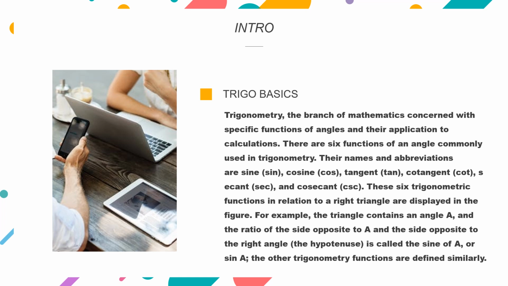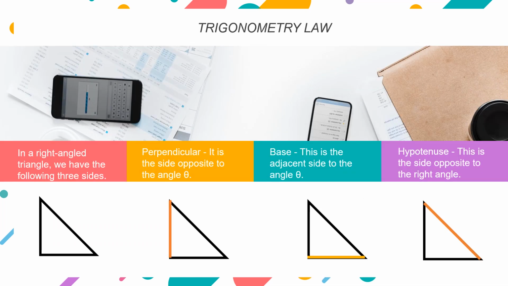For example, the triangle contains an angle A, and the ratio of the side opposite to A and the side opposite to the right angle, the hypotenuse, is called the sine of A, or sin A. The other trigonometric functions are defined similarly. In a right angle triangle, we have the following three sides. Perpendicular, the side opposite to the angle. Base, the side adjacent to the angle. Hypotenuse, the side opposite to the right angle.